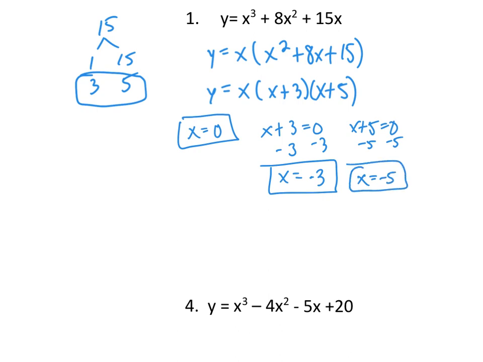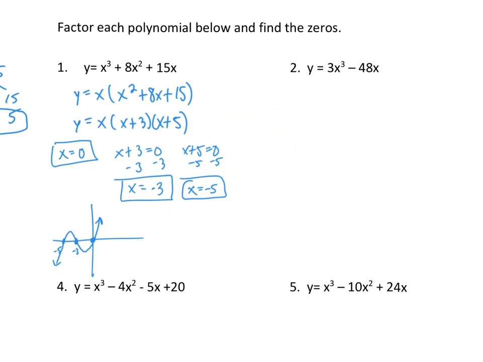And just a reminder, they don't ask us to do this, but if we had to, this would cross at 0, at -3, and at -5. So it looks something like this. I'm not going to do that for everyone, but just so you know what they're going to look like. Okay, number 2.